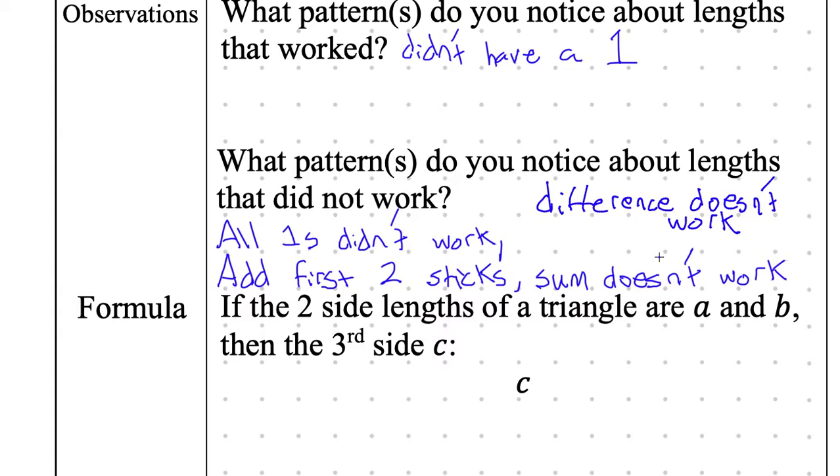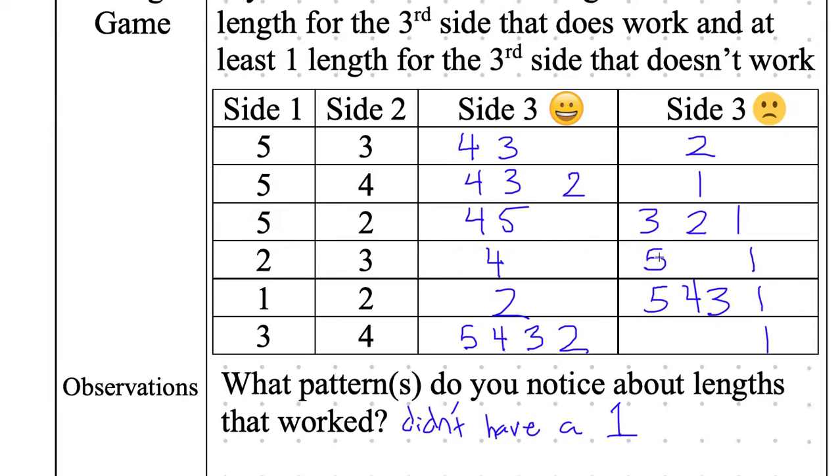So these are the main 2 observations that I need you guys to understand. If you add them together, the first 2 sticks together, it doesn't work, or anything bigger than that. For example, if I came back to my table and I added 1 plus 2, that was 3. If 3 didn't work, 4 is not going to work, 5 is not going to work, 6 is not going to work, 7 is not going to work. Anything bigger than the sum is not going to work.